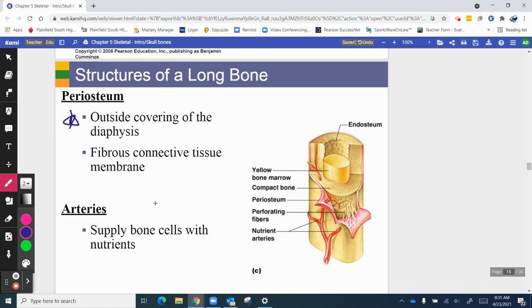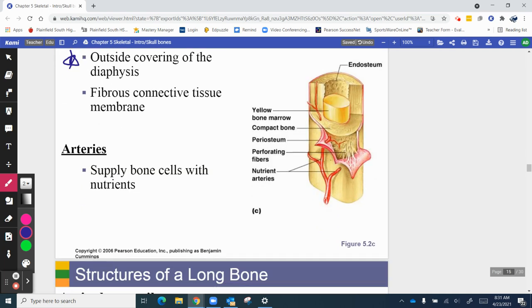And then we also have some arteries that are supplying. So this is one of the reasons why if you break a bone, you usually have some pretty significant swelling, because there are arteries running through that bone.